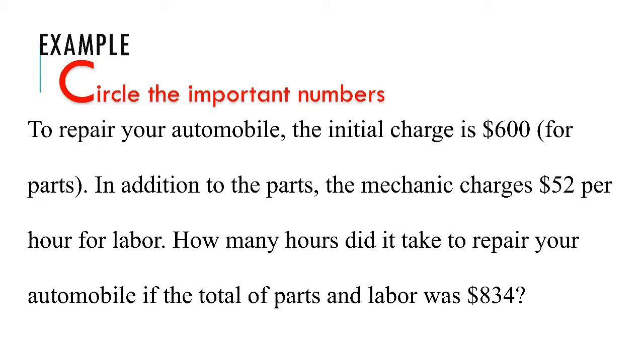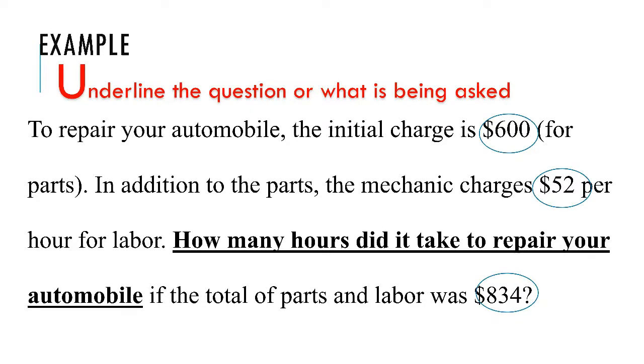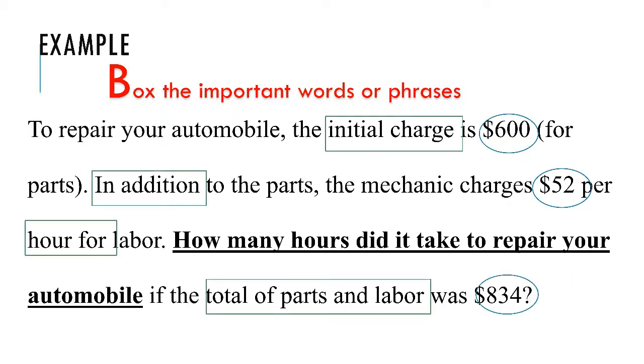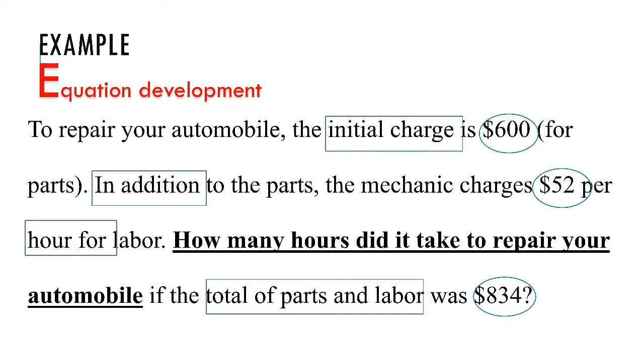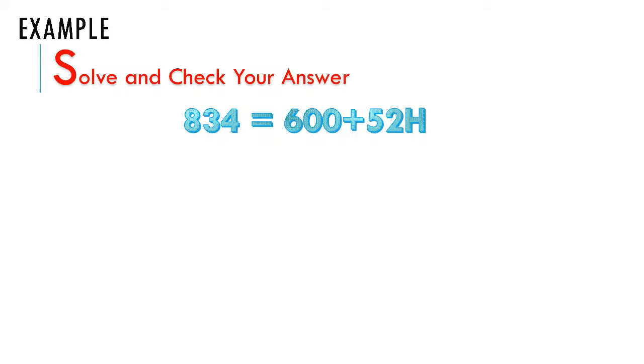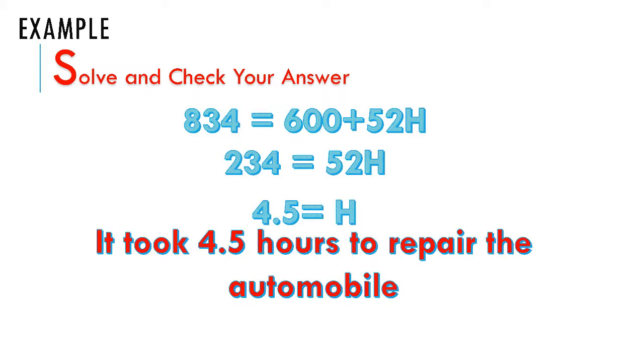So circle the important numbers. We have 600, 52, 834. Underline what is being asked. How many hours did it take to repair the automobile? Box the important words or phrases. Initial charge, in addition, per hour, and total of parts and labor. Equation development. So then you have 834 equals 600 plus 52h. And now you can solve and check your answer. So when you get 4.5, when you plug it back in, the total equation should equal 834.